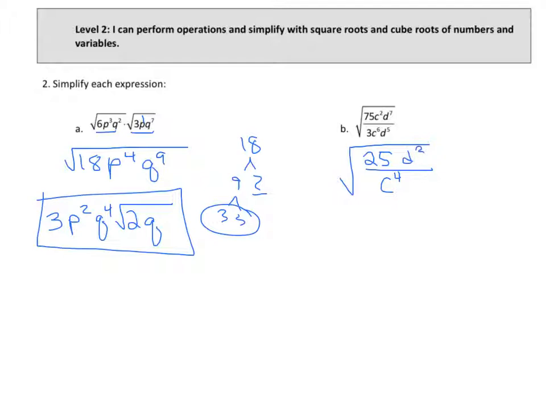And now I'm going to simplify the radical. The square root of 25 is 5. The square root of d squared is just d. And then on the bottom, the square root of c to the fourth is c squared. And there's my answer.